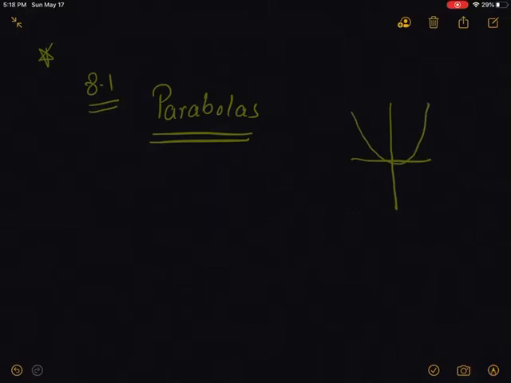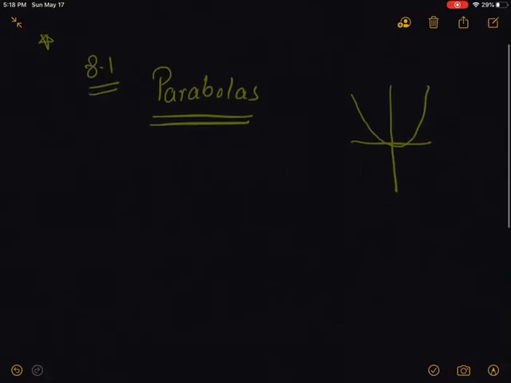But there are a few other details we should know, actually. We needed to know about parabolas. So that's what we're going to do in this section. What are those details? Let's look that up.